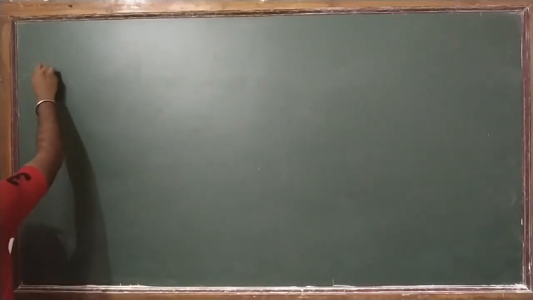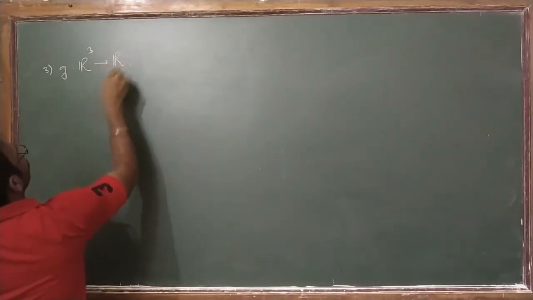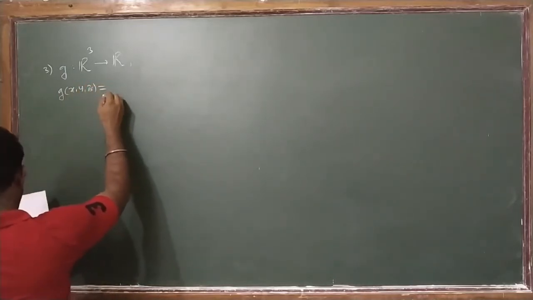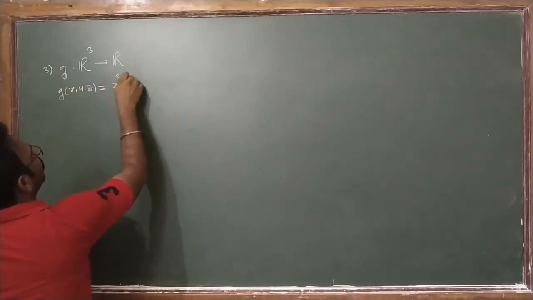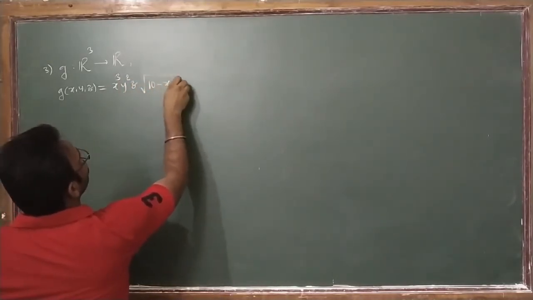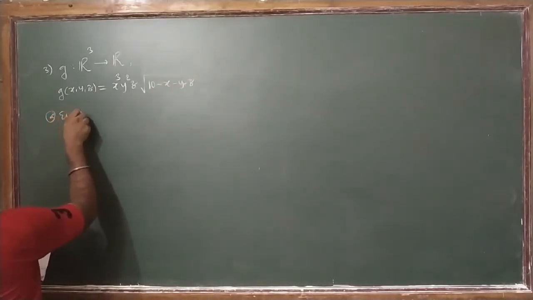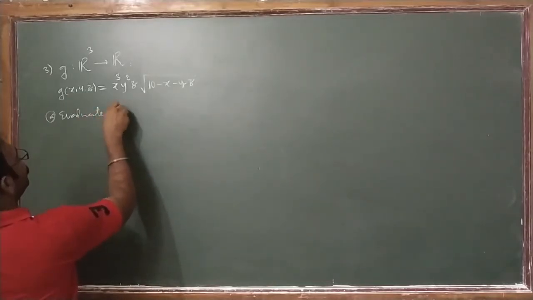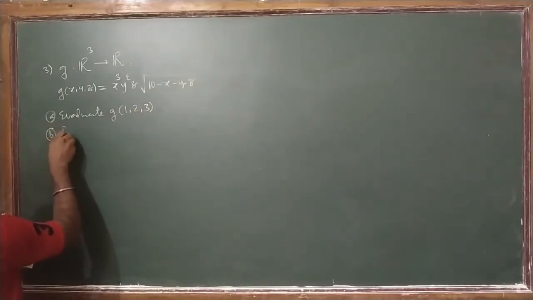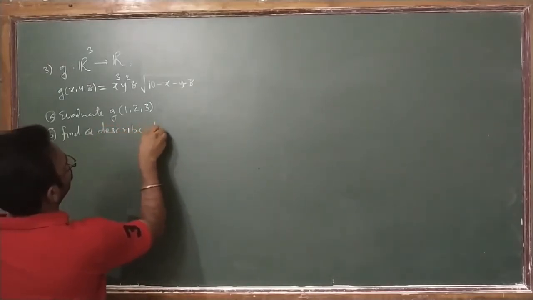Simple. G is a function from R3 to R given by G of x, y, z equal to x cube y square z into the square root of 10 minus x minus y minus z. Then evaluate G of 1, 2, 3 and describe the domain.